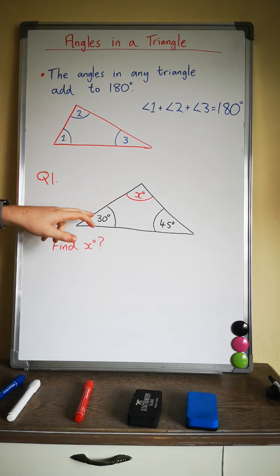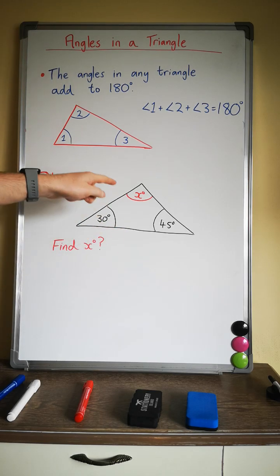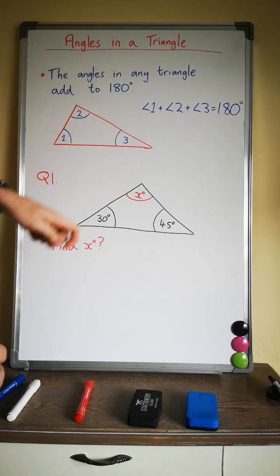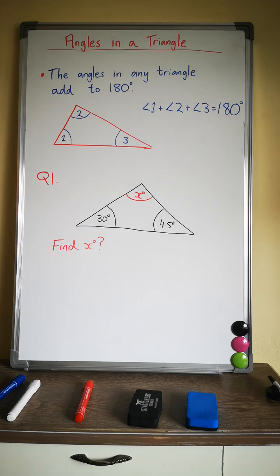So one of the basic questions you could be asked is something like this. If you have a triangle, you have two of the angles, and you have to find what this one is. Just pause the video now, take down this question, make sure you take down these notes. I want to see all these notes in your copy when we get back. Take down these notes, pause it, and give this question a go and see what you get for x.